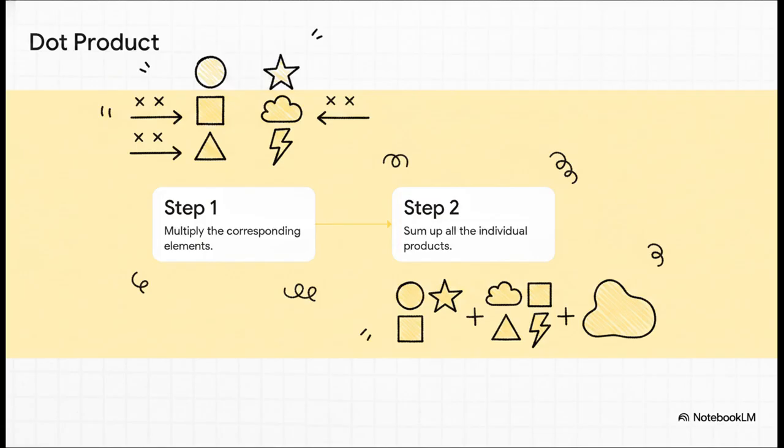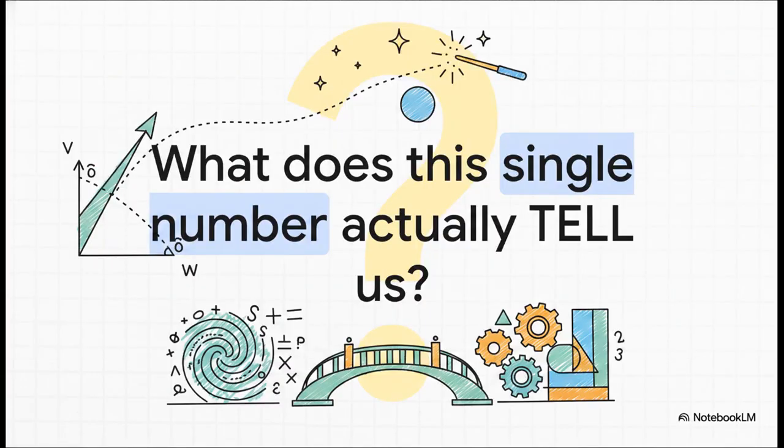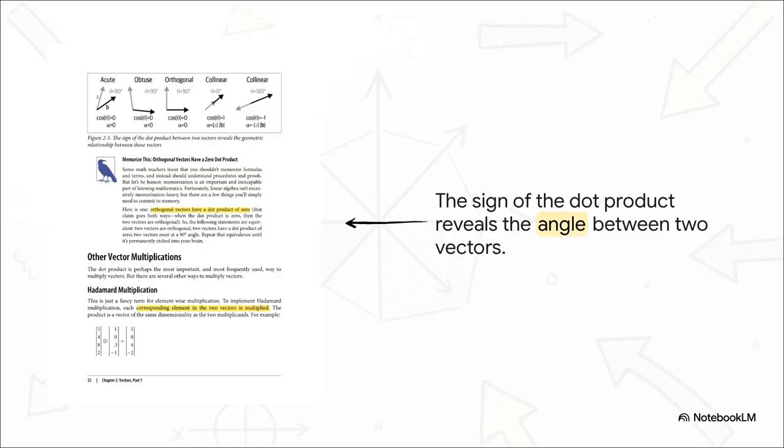The result isn't a new vector, by the way. It's just a single number. So we do all that, and we're left with one lonely number. What does it mean? What is that number actually telling us? This, right here, is where the magic happens. That single number is the secret bridge between the algebraic world and the geometric world. Here it is. The sign of that number tells you about the angle between the two vectors.